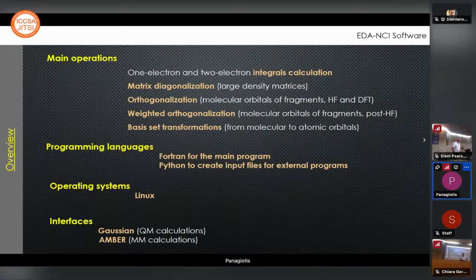And here is just a summary of the main features of the software. The different mathematical operations are performed, matrix operations, orthogonalization of orbitals. The programming language employed for the main program is Fortran, a slow programming language, but it's extensively used.